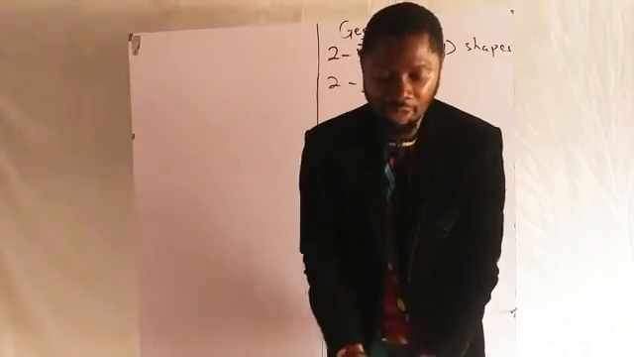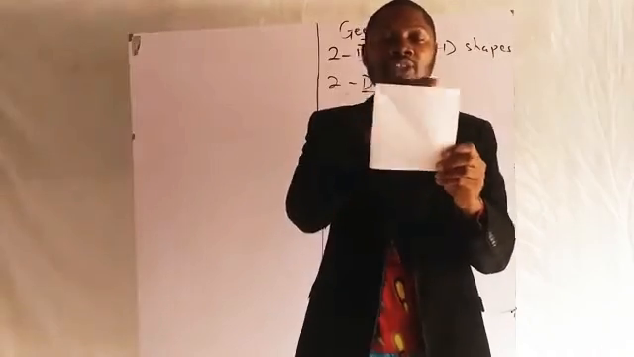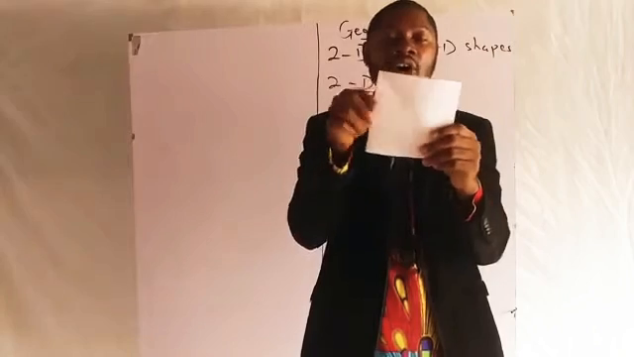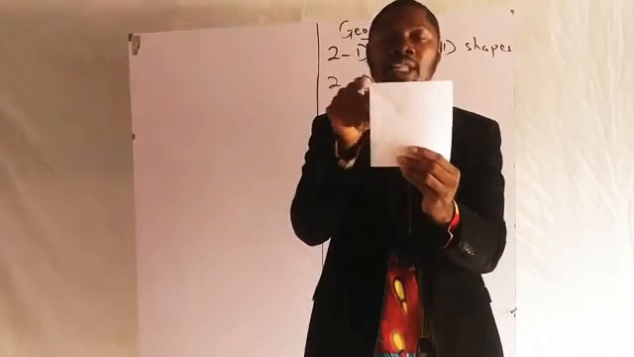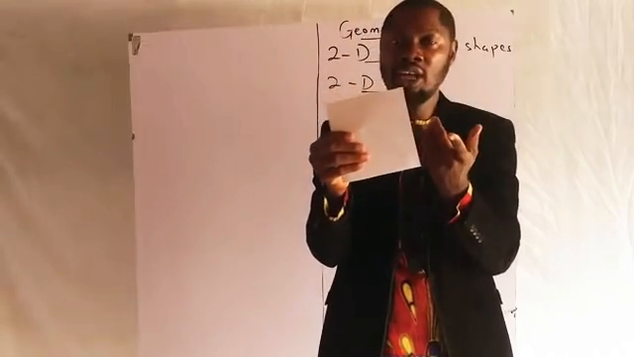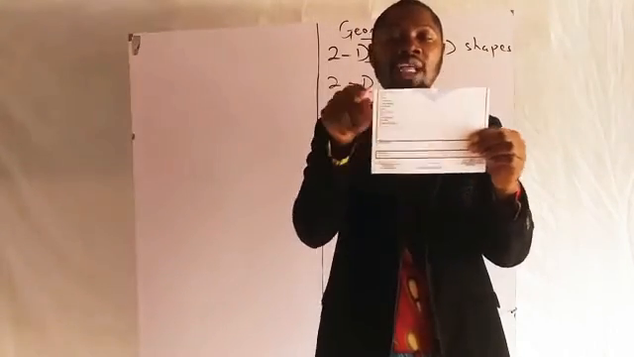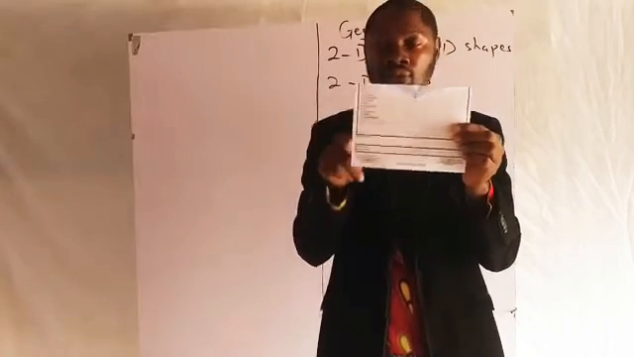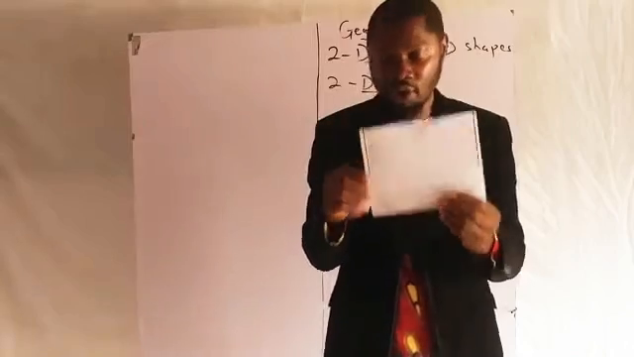Now I've been able to get out a square from it. This is a square that has equal sides. All the sides are the same edges. 4 sides. 1, 2, 3, 4. So it is a quadrilateral. Look, the rectangle also has 4 sides. 1, 2, 3, 4. This is a rectangle. It also has 4 sides.